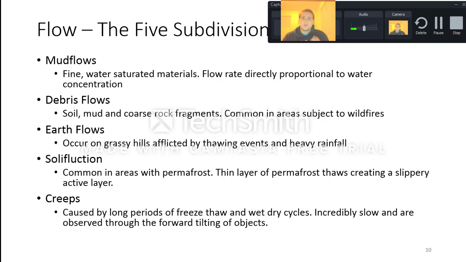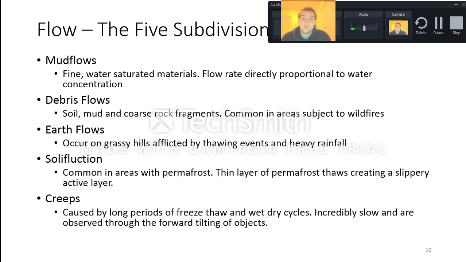So the mass wasting mechanism occurs often as a result of a buildup of fluids generated from a previous mass wasting event, that is, a slide. Now, the subdivision of flow that is present is often related to the material and the speed at which it occurs. And the first division of flows to be discussed is the mud flow.